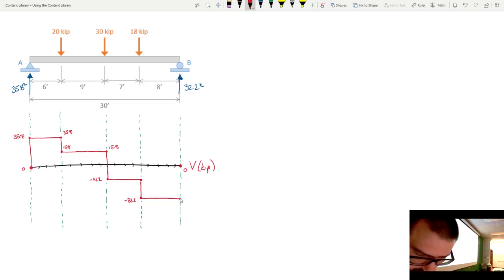And whoa, I'm at negative 32.2. I see a reaction that tells me to do what? Which is going to bring me right up to 0. That, ladies and gentlemen, is a shear diagram.